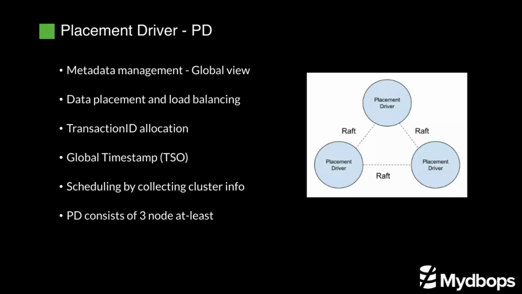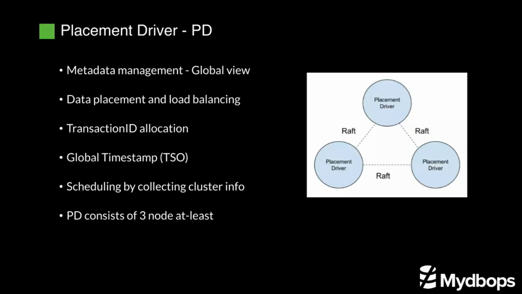And PD by itself is a cluster. That means it comes by default with 3 nodes, and it works in a Raft group maintained by the etcd protocol. So this should be highly available. When there is a node failure, automatically the leader election happens and PD will be up and running immediately.